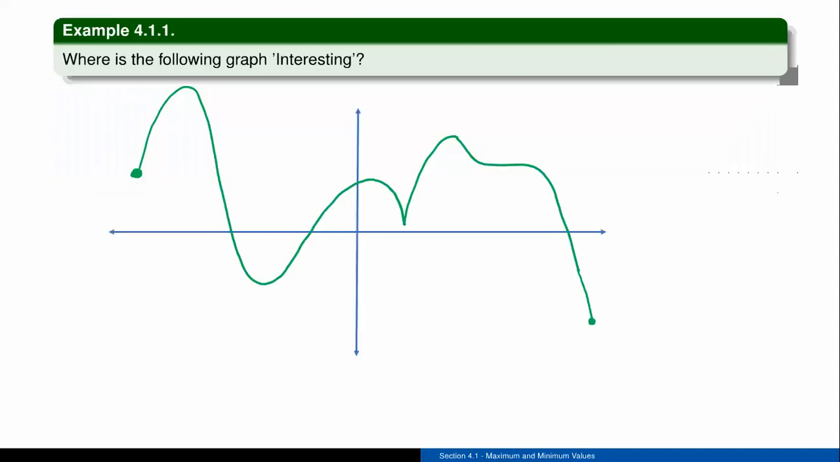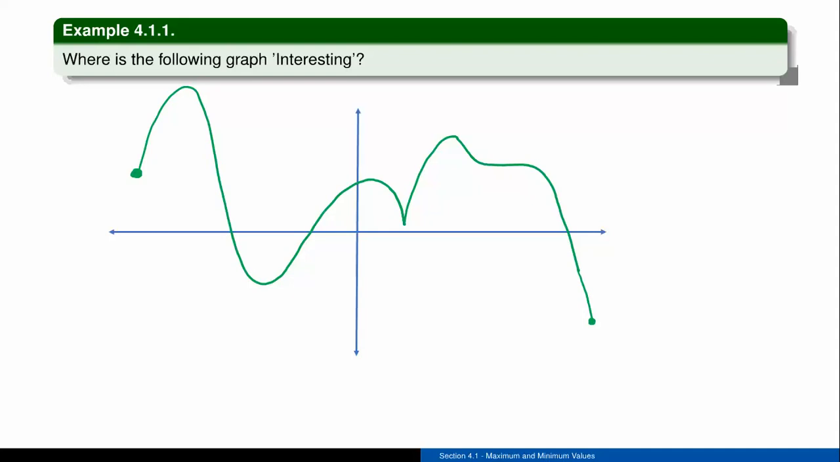So to start this conversation, we're just going to look at a really random and strange looking graph. In this case, it's just some green curve that I sketched out. And the question is simply going to be, where is this thing interesting? And typically humans are pretty good at looking at a graph and identifying some weird things that actually take shape.